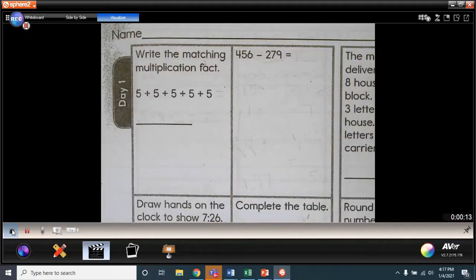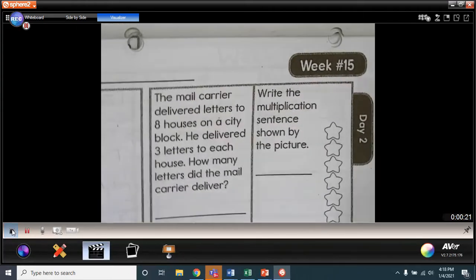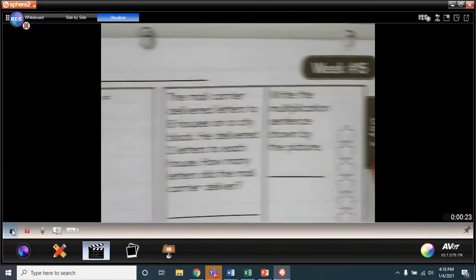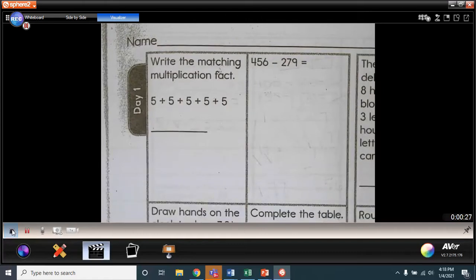So let's go ahead and take a look at our DMA. We are on week 15. It should look like this in the corner right here: Week 15, and we're going to be on day 1. Although today is Tuesday, I still want you to do day 1, and we'll just make up for day 4 on Friday.